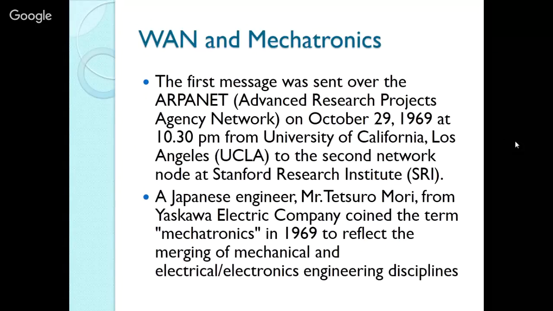As we moved on to the 1960s, a number of things happened. Up to the 1960s, there was no wide area network. The first wide area network was established on October 29, 1969 at 10:30 p.m., when a message was sent from University of California, Los Angeles to Stanford Research Institute, again within California only, but over a few hundred miles. This project was under ARPANET, the Advanced Research Projects Agency Network. In fact, the earlier work on the internet was mostly funded by US defense organizations only.